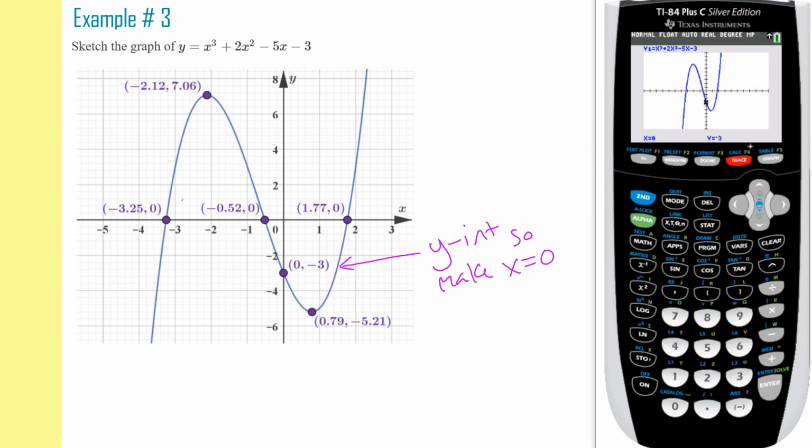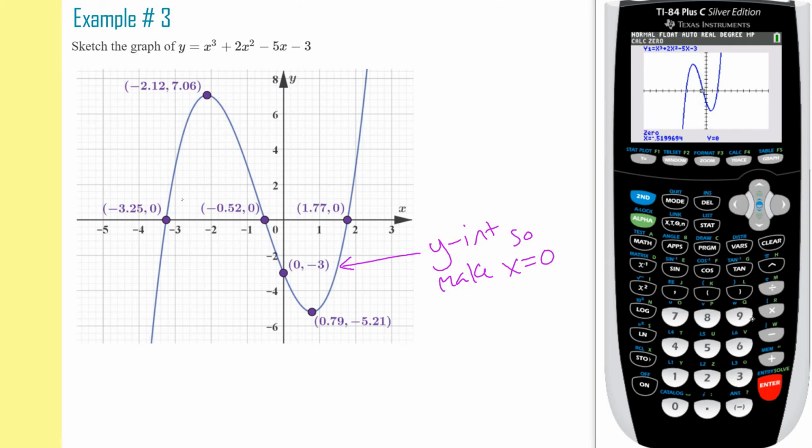So do second trace, and I'm going to find the zeros. That's another word for the x-intercept. So you follow your commands. It says left bound, so I'm going to find this middle one here. That's on the left side of that point. And then I'm going to find the right side, and then I'm going to guess the point.